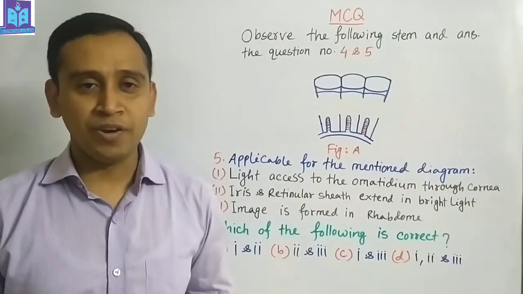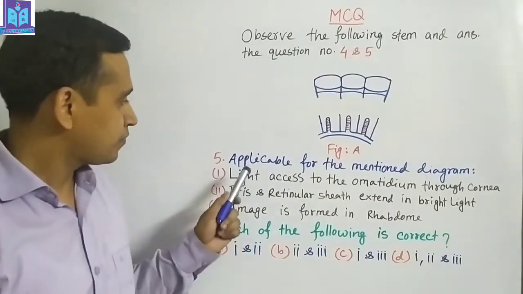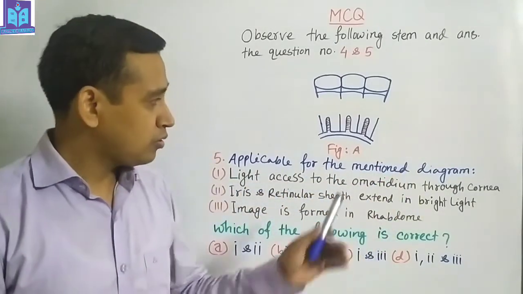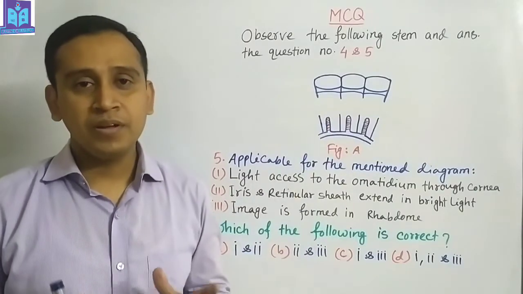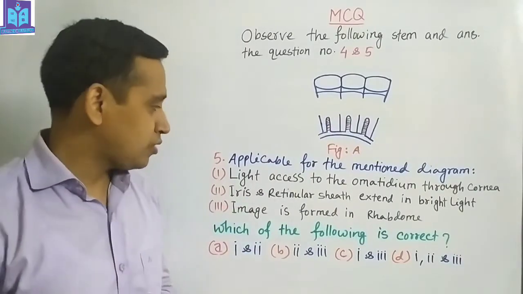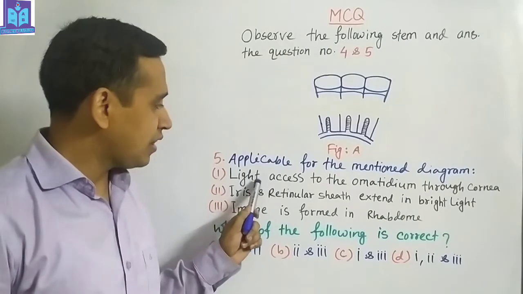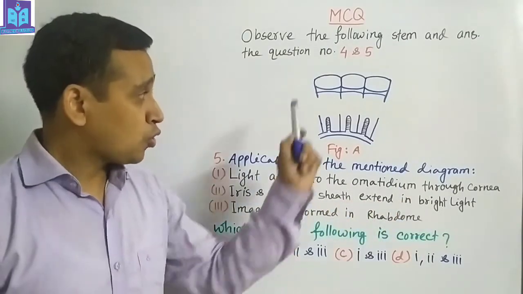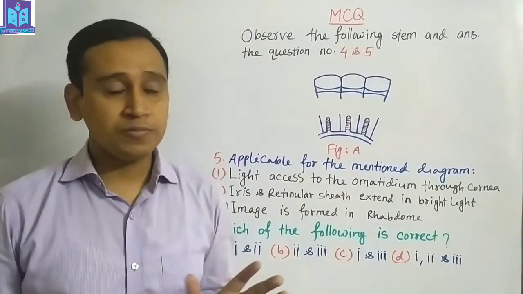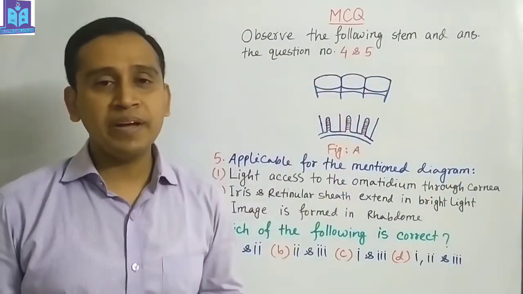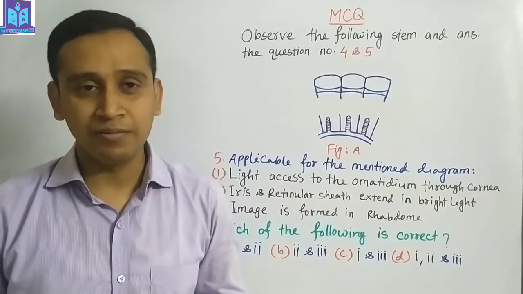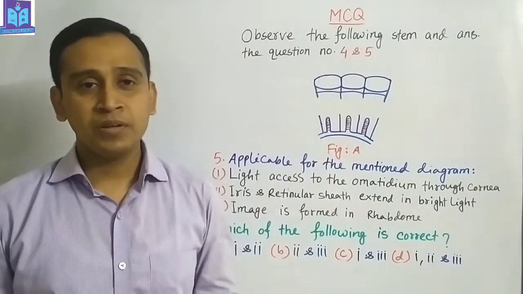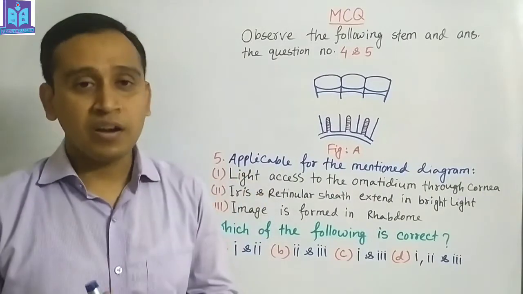Now, the question number 5. Look at the board. Applicable for the mentioned diagram. You know, the mentioned diagram is ommatidium. So, the information number 1 is light access to the ommatidium through cornea. You know, cornea is the outermost transparent biconvex hexagonal cuticular layer. So light enters into the ommatidium through cornea. So this information is correct.